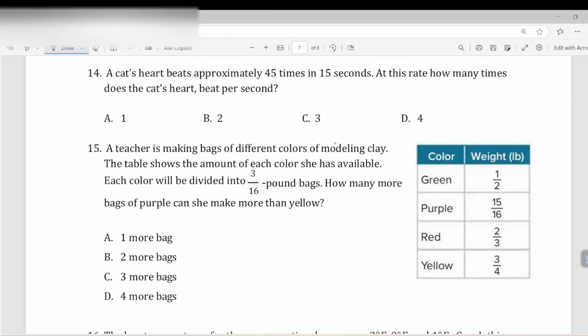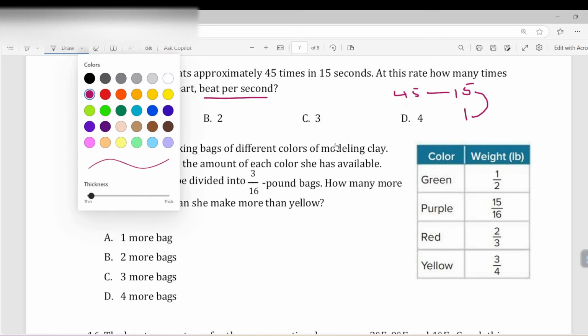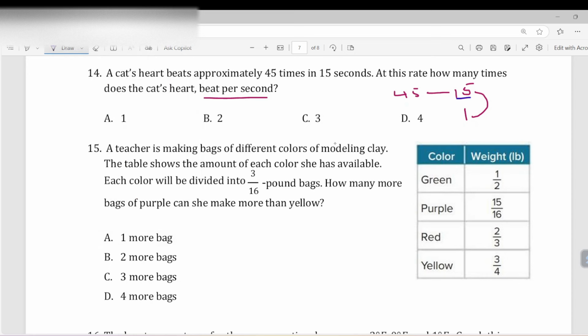A cat's heart beats 45 times in 15 seconds. In 1 second, how much? You see what number you are dividing? 15 is becoming 1, so I am dividing by 15. 45 by 15 is 3: 15 one time, 15 three times. So in 1 second it is 3 times.